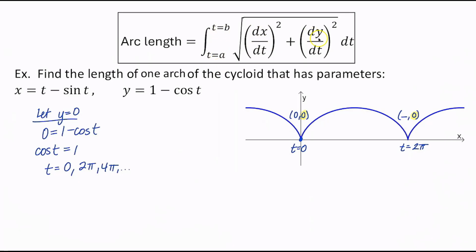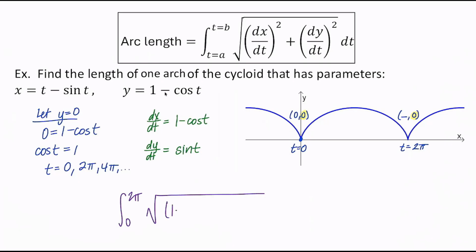And then I need to find dx dt and dy dt. So I'll do that as scratch work off to the side. Dx dt is going to be 1 minus cosine t, and dy dt is going to be just sine t. So the derivative of cosine is negative sine, so this is going to be just sine t. So we will set up our integral. We're going to have the integral from 0 to 2 pi, the square root of 1 minus cosine t squared plus sine squared t dt.